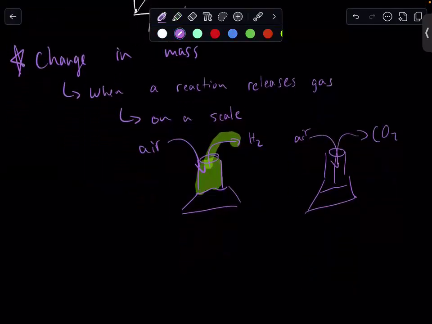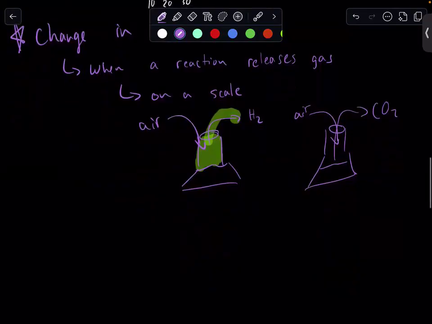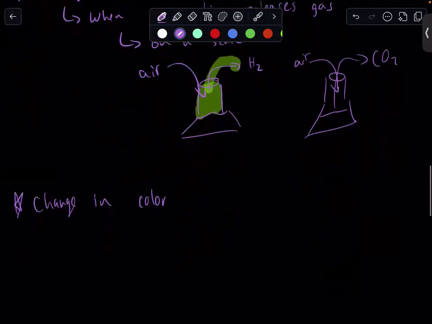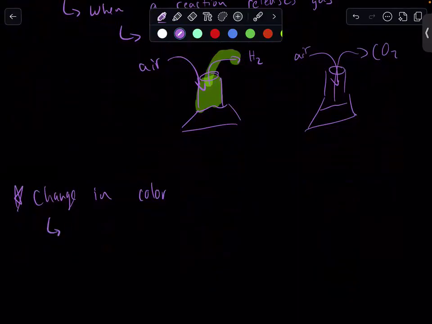So with that, we'll move on to another qualitative experiment you can do, which is change in color. This can be qualitative or quantitative, but we'll talk about both methods. So some reactions change in color. This is very common. They can also create colored solutions.